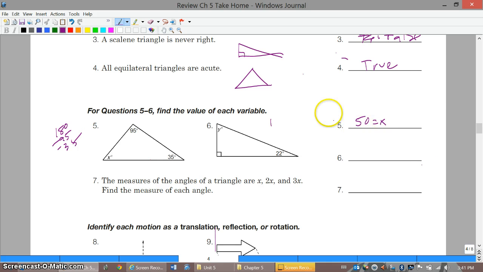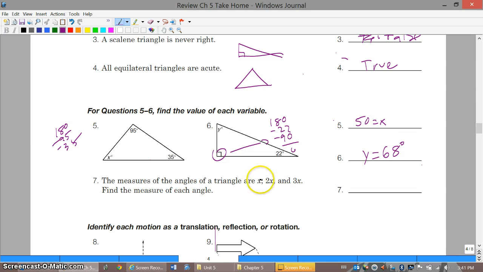On this guy, these add up to 180, so I'm going to do 180 minus 22, and that right there, that's a 90-degree angle. So I'm going to do 180 minus 22 minus 90, 68. So y is going to be 68.